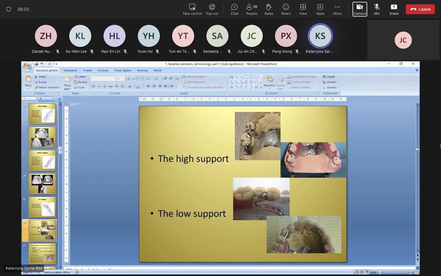Okay, and also we can say about the high support and low support. What are the differences between them? The high support is placed on the occlusal part of the tooth, and the low support is placed, as you see, much lower than the occlusal surface.